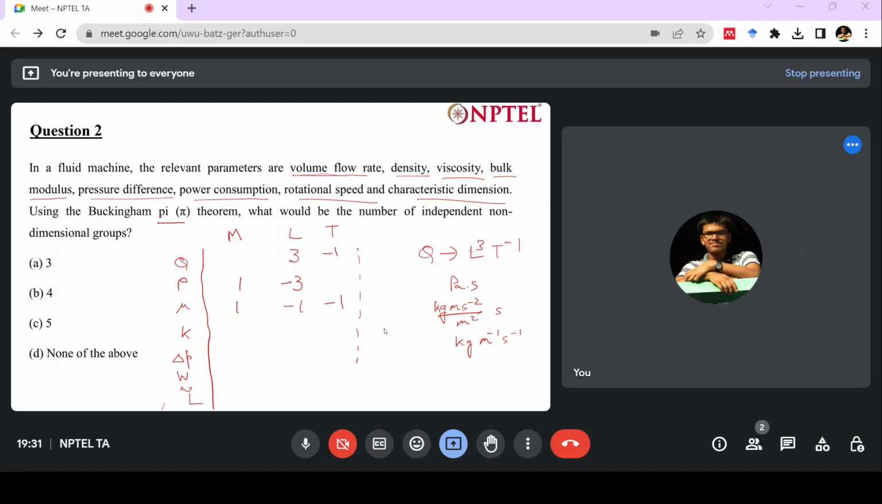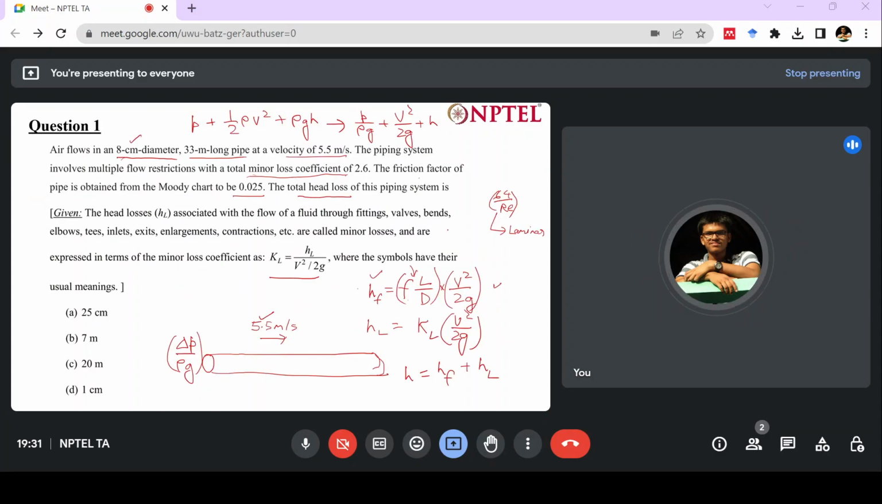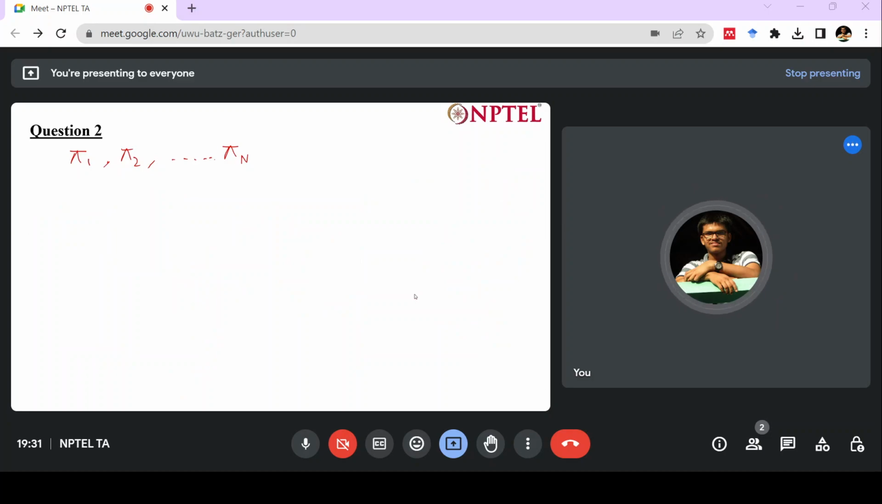Now, to proceed further, what we want is some parameters to be formed, for example pi 1, pi 2, and so on, some pi n. What are these parameters? These parameters are like the coefficients that we saw in our previous problem, like friction factor into L by D. So this is the non-dimensional coefficient. Similarly, what we want is these parameters to be non-dimensional.